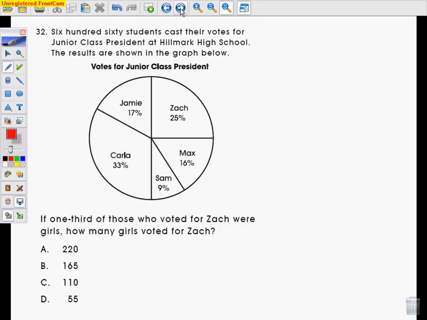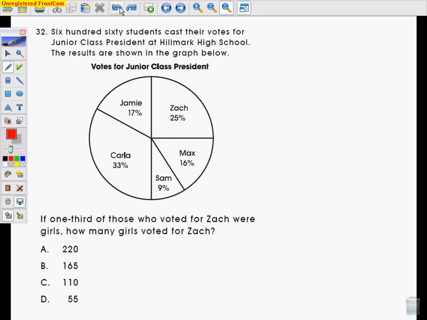All right, number 32. 660 students cast their votes for junior class president at Hillmark High School. The results are shown in the graph below. So if 1/3 of those who voted for Zach were girls, how many girls voted for Zach? So these are the people that voted for Zach in here, this percentage. All of these people voted for Zach. 25%.